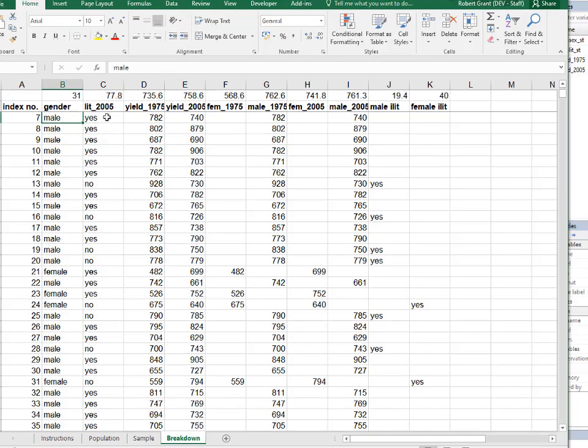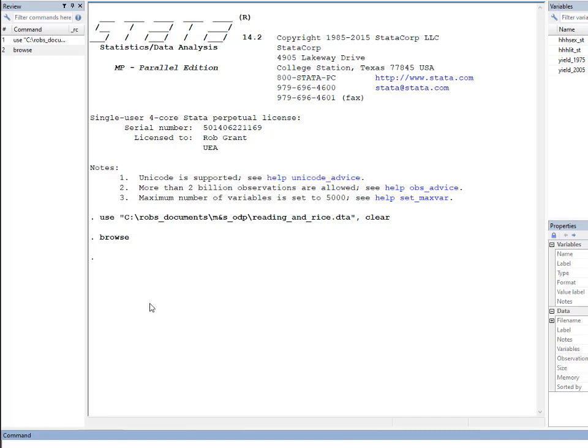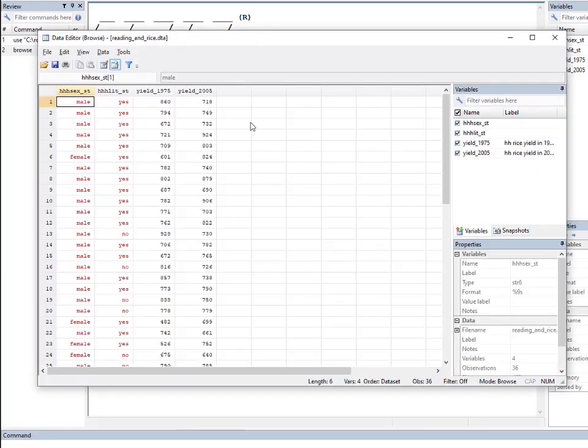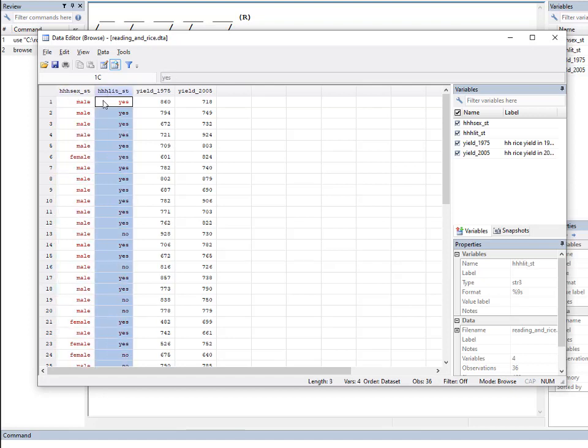So the gender of head of household, literacy, yield in 1975, yield in 2005, and just show you how you can do some analysis of that. So it's in the data editor. One problem with this at the moment is that this data here is string data, so it's just in there as letters, which can make it quite difficult to process. Also it's a dangerous way to have the data, because if any of these males or females are misspelled, or the yes or no's are misspelled, or have a capital F or something, that'll be left out, or really muck up your graph. So it's good to get it out of this form.